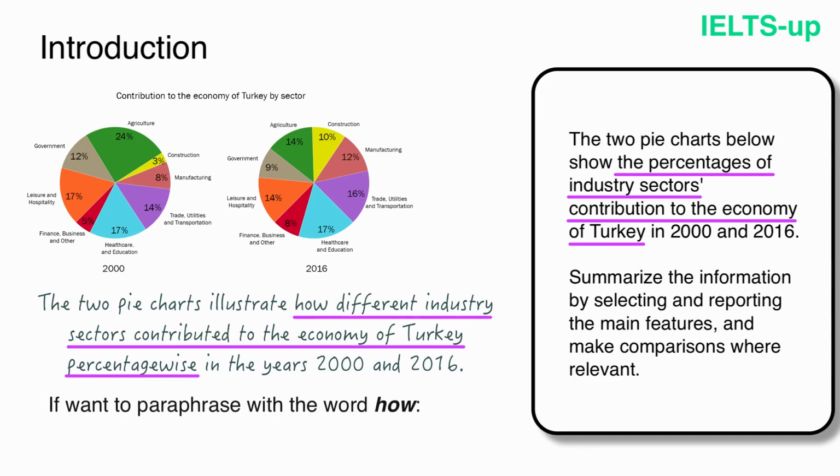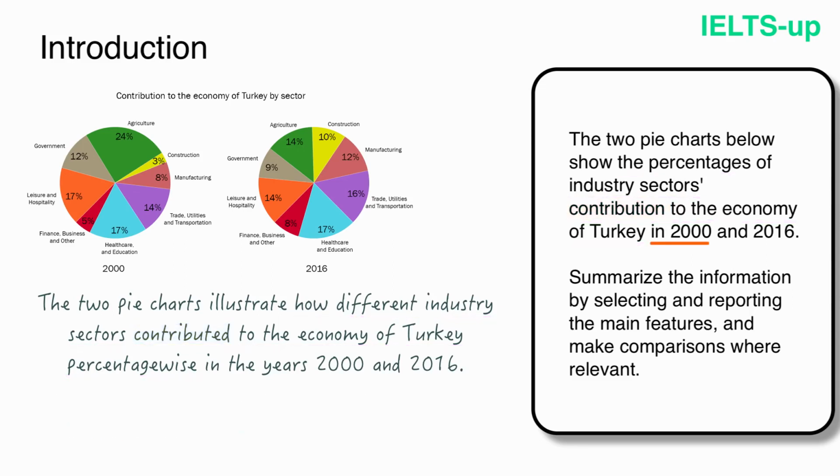So, if you want to paraphrase with the word how, then you have to find the action noun. In our case, it is contribution. And change it to a verb. In our case, contributed. And make a new sentence.